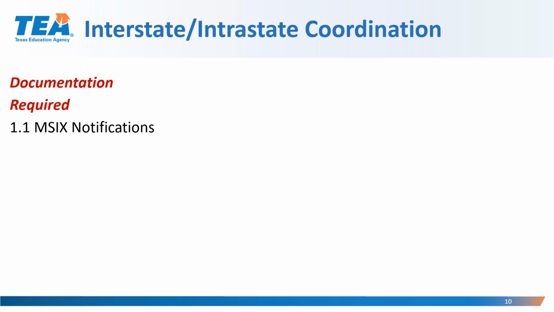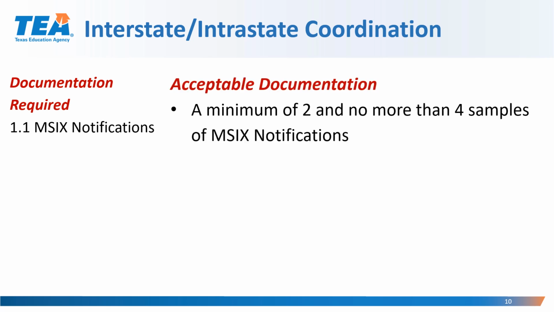The first type of documentation that we're going to be looking for to document interstate and intrastate coordination is 1.1, M6 notifications. This is an essential process in the migrant education program. The acceptable documentation for 1.1 is a minimum of 2 but no more than 4 samples of M6 notifications. This can be either the emails that you receive or a spreadsheet that shows the different types of M6 notifications. This includes both move notifications and data requests.